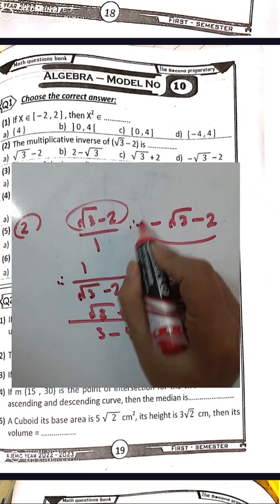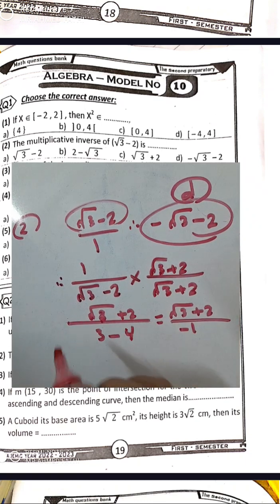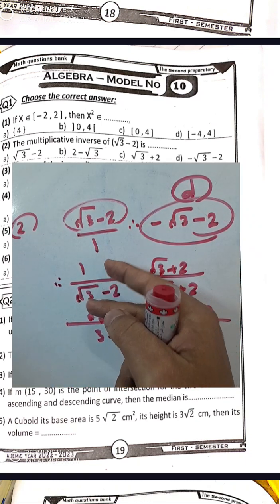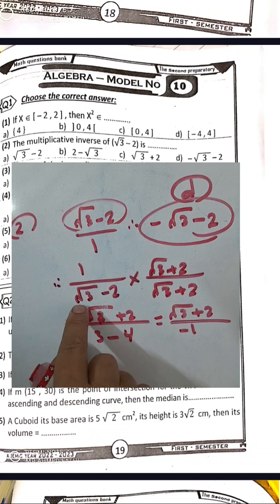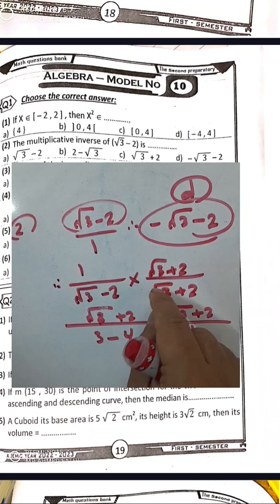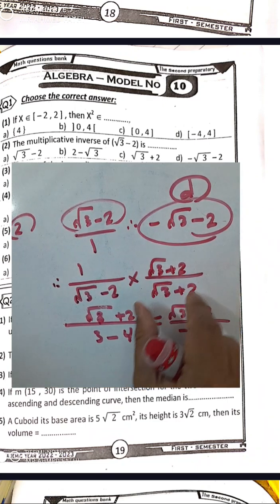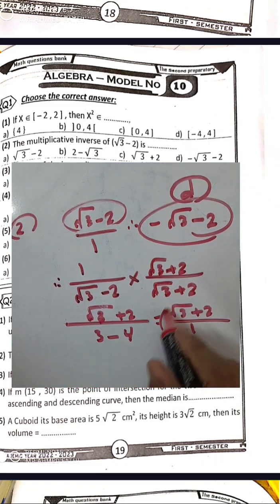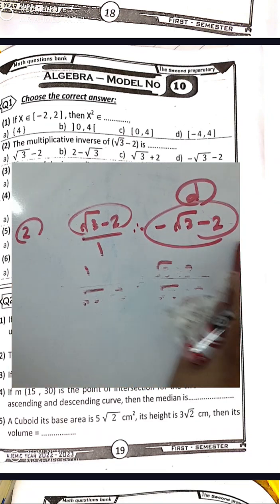Choose letter D. The result will be what? Letter D. Understood? I write the multiplicative inverse, but the denominator was root 3 minus 2. You must cancel root 3 minus 2 by multiplying numerator and denominator by the conjugate of this number. And the result will be negative root 3 minus 2.